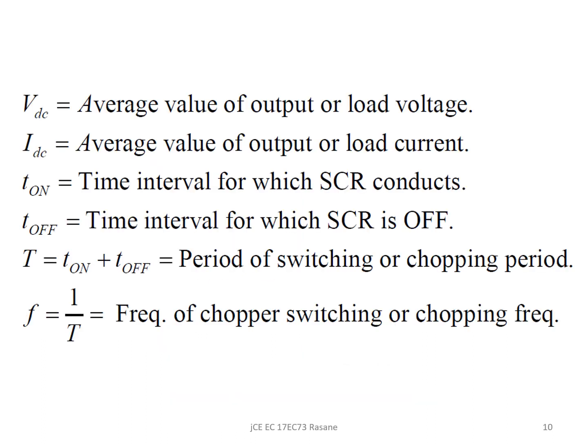So let us see what are the different values. Let us say VDC or V naught is the average value of the output load voltage. IDC or I naught can be considered as the average value of the output or load current. T on is the time interval for which SCR conducts. T off is the time interval for which SCR is off. The total time period consists of T on plus T off, which is also called the period of switching or chopping period. And f is equal to 1 upon T, which is called the frequency of chopper switching or chopping frequency.